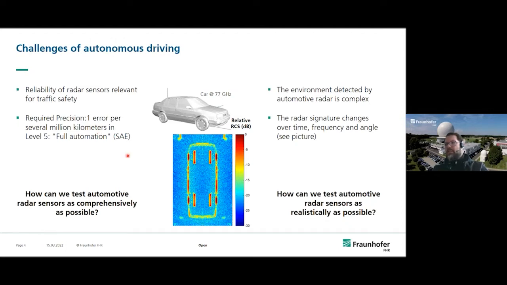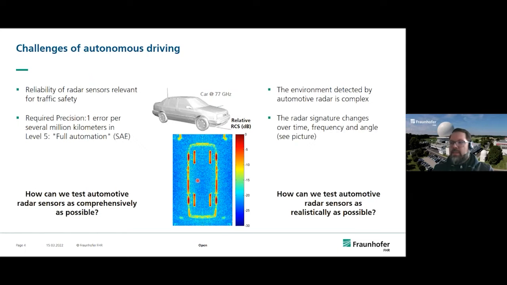On the other hand, you can see an example of what such a vehicle looks like from an electromagnetic perspective at 77 gigahertz, where most automotive radar sensors work. And you see that the car is not just a single reflection or a single blob. It's actually composed of a lot of reflections all around the vehicle. So it looks really like a top-down view of the vehicle.